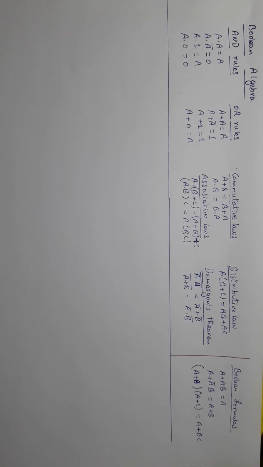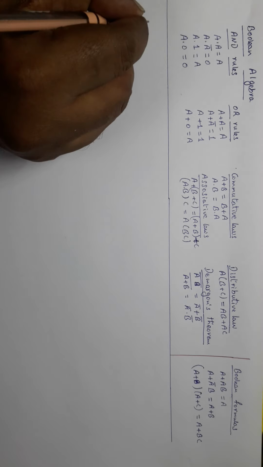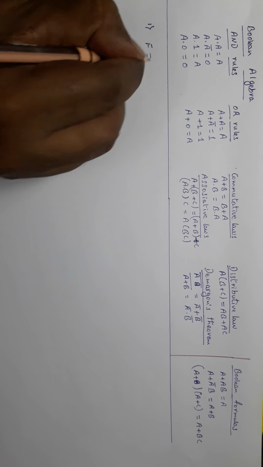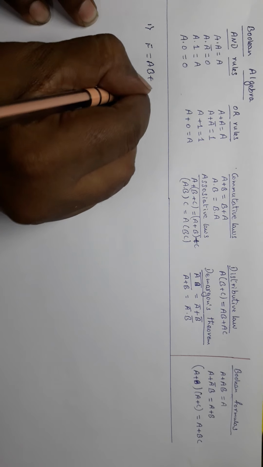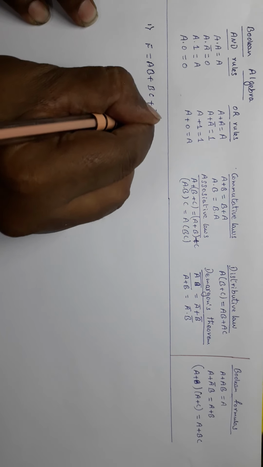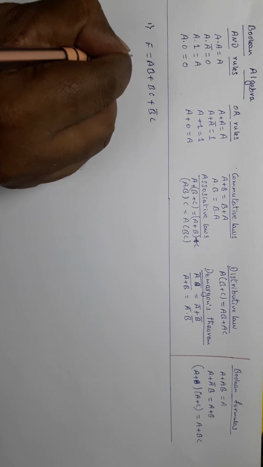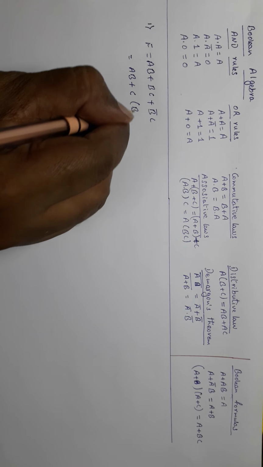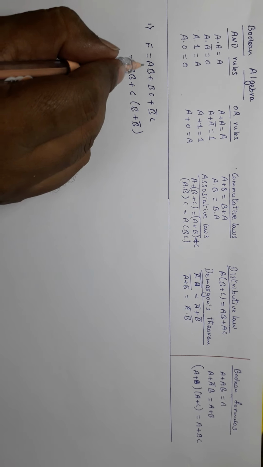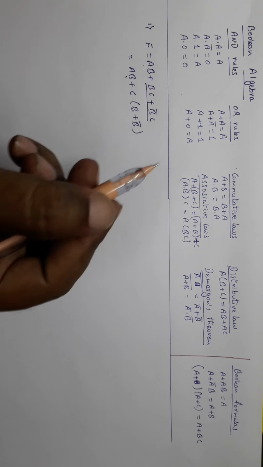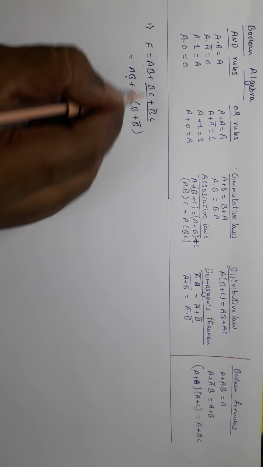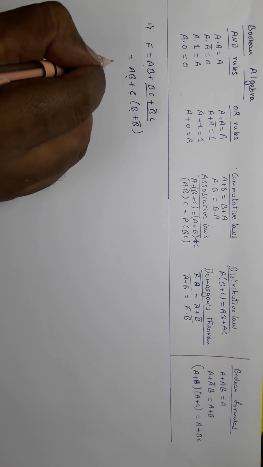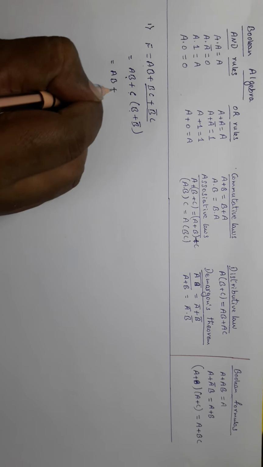Next, we can simplify the Boolean equation. First one, for example, f equals ab + bc + b complement c. So that's equals ab + cb + b complement. That means, we can take the c common in these two terms. Then we will get c into (b + b complement). That's equals ab + c.